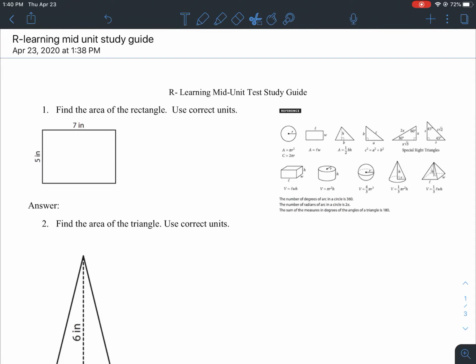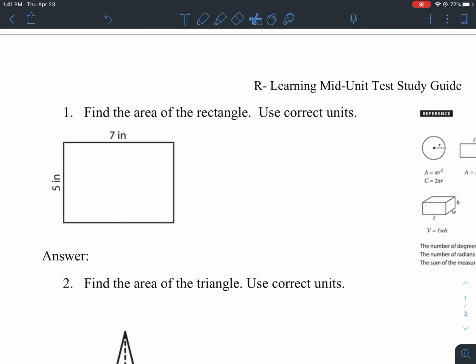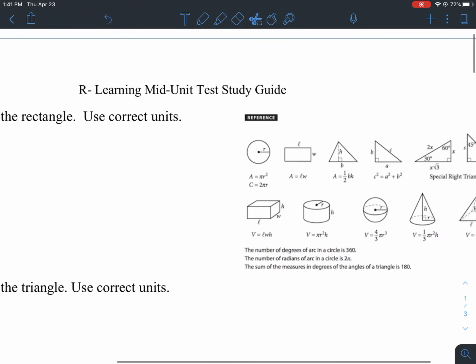Hello everyone. So I'm going to go ahead and go through each problem on the study guide, the formulas that you're going to use to solve, and then also I'm going to point out the correct units so that when you take the test, you're ready and you can get a good grade. So the first one says find the area of the rectangle, use correct units.